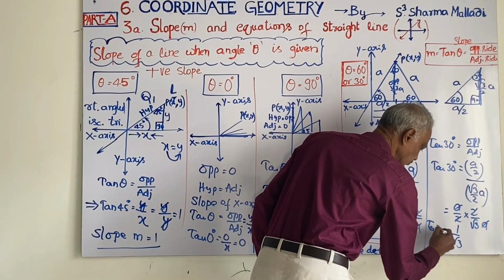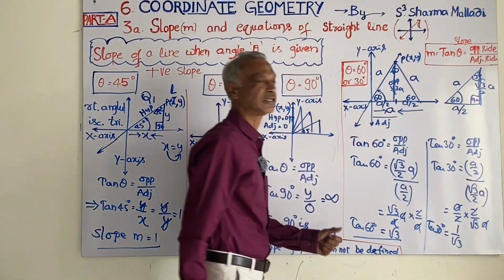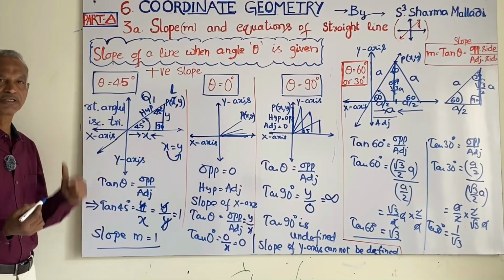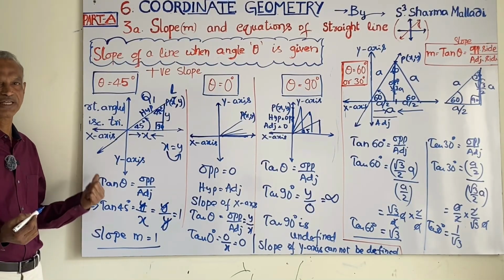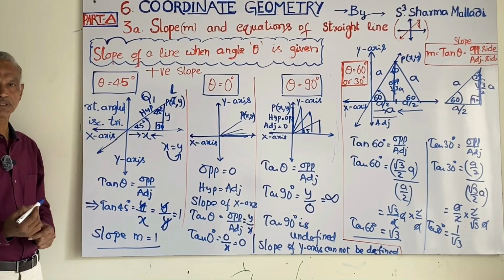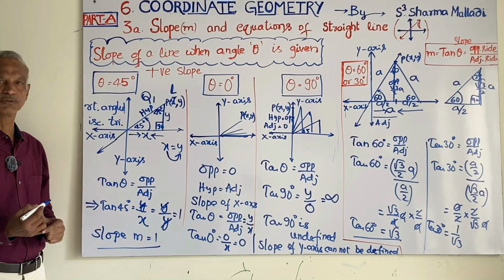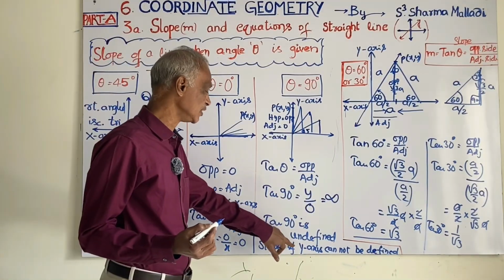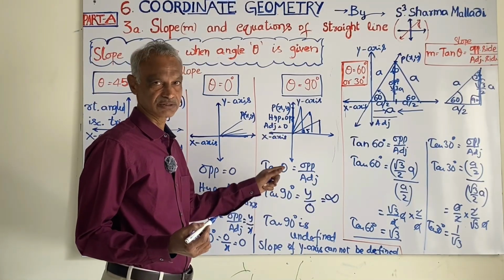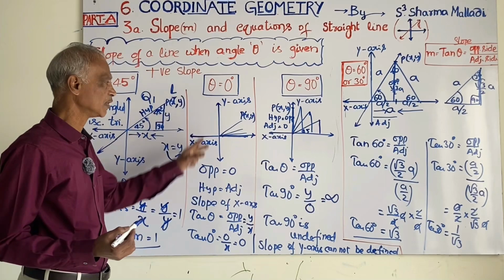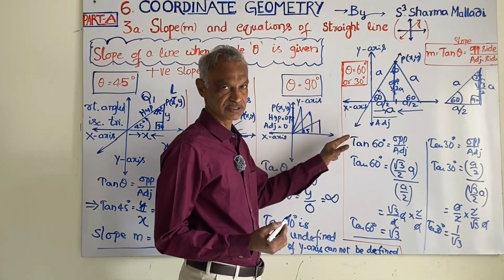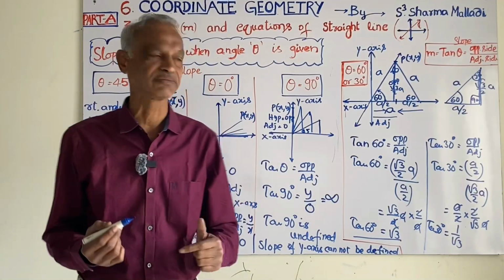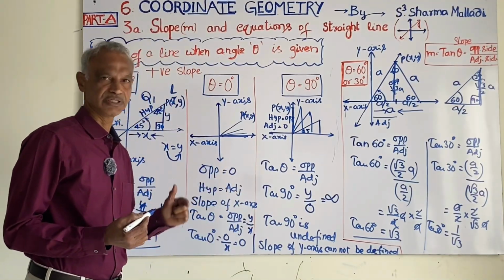What is the slope of the line when theta is equal to 30 degrees? 1 by root 3. When theta is equal to 45 degrees, the slope of the line is 1. When theta is equal to 0 degrees, the slope of the line is 0. When theta is equal to 90 degrees, the slope of the line is undefined. That is the slope of the y-axis; the other is the slope of the x-axis. When theta is equal to 60 degrees, the slope of the line is root 3. When theta is equal to 30 degrees, the slope of the line will be 1 by root 3. You should remember.